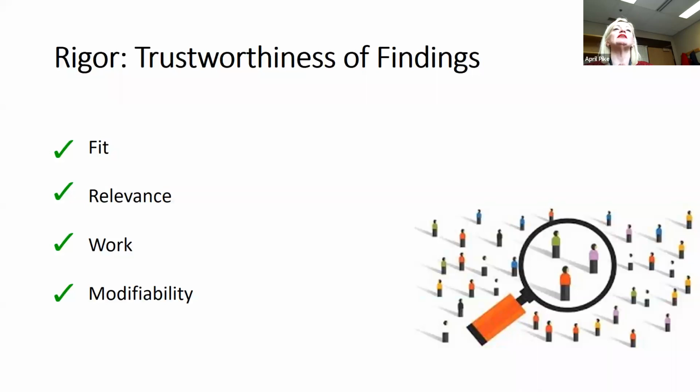So the fit is how the data fits together. Are the categories supported by the subcategories, the subcategories supported by the codes, and the codes supported by the quotes? So when you're reporting it, is there that nice logical sense? Do the categories collapse to build theoretical constructs? Or does it not make sense? And relevance means, what did the researcher do to put the preconceived notions aside?